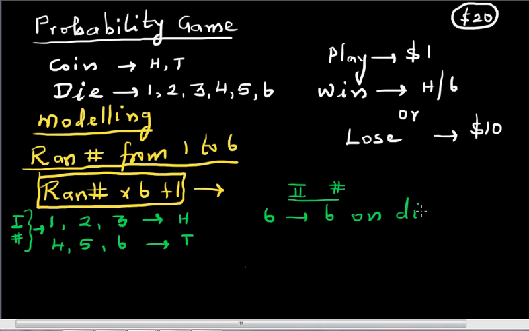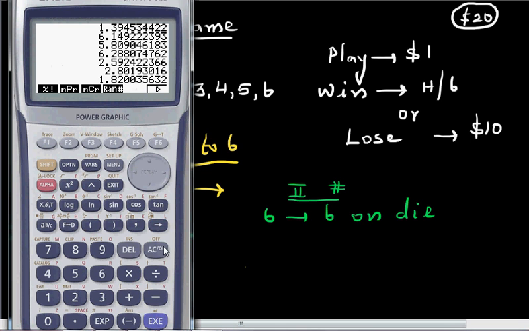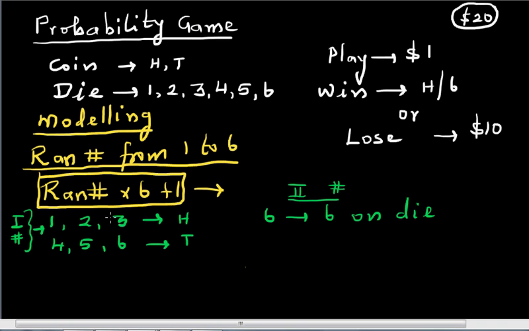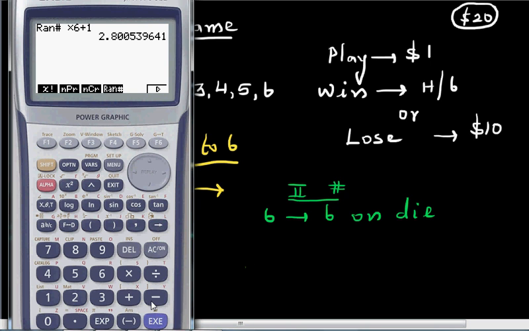So what do I mean by that? Let me cancel this. I press random times 6 plus 1. I have to press two times for every game. The first number models the coin and the second number models the die. I got 2. That means I got tail. No, head. What did I define? Yes, 2 stands for head. So I got a head. And if I press equal, I got 2 and 6. Okay, that's what I want. So I got a head and a six.